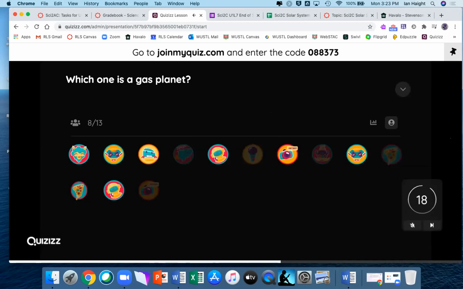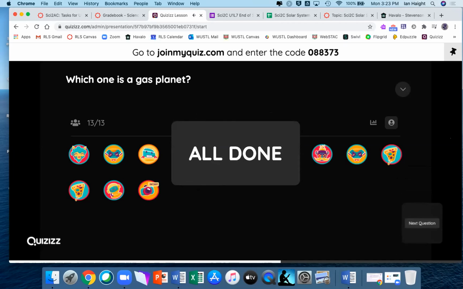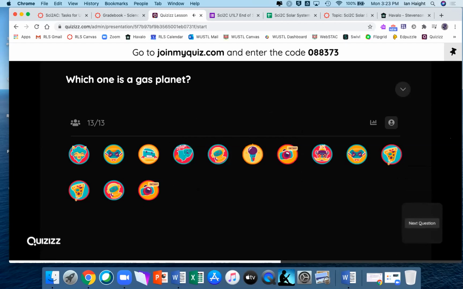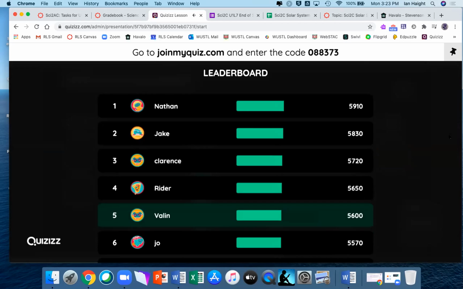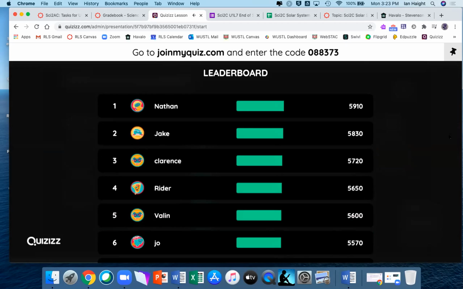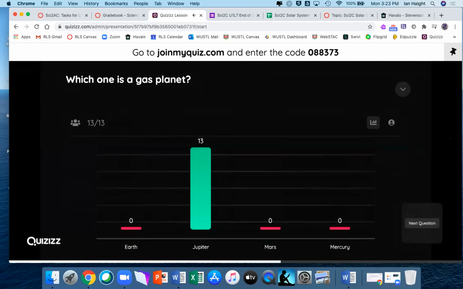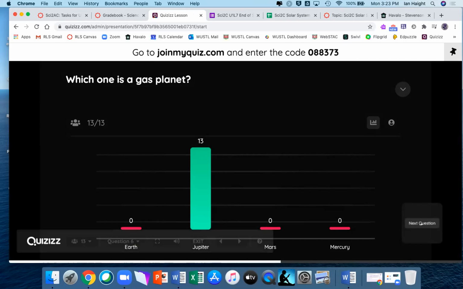Which one is a gas planet? You can think about distinctions of inner and outer. Jupiter is the only outer planet out of all those options. Earth, Mars, and Mercury are all inner planets, which are technically terrestrial.